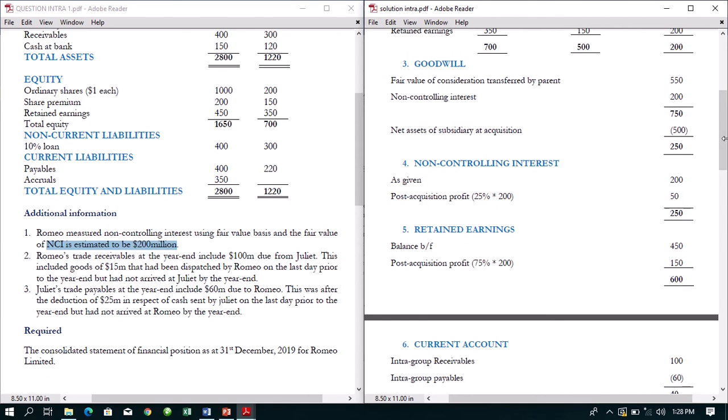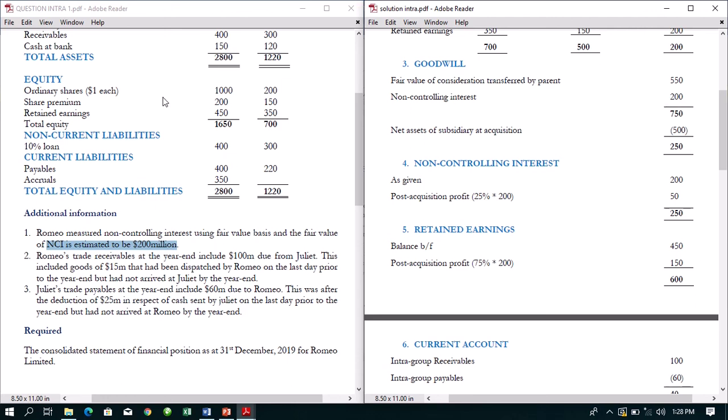And like I said in my previous video, retained earnings can sometimes be called parent retained earnings or group retained earnings, but I prefer using the word retained earnings. Now I will start with my balance brought forward, which will be taken from the statement of financial position.